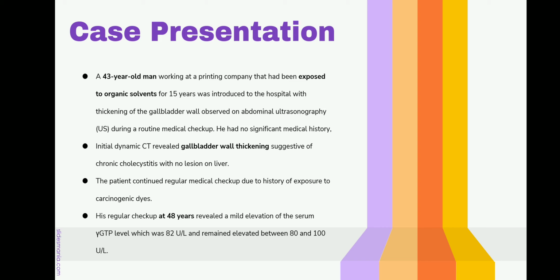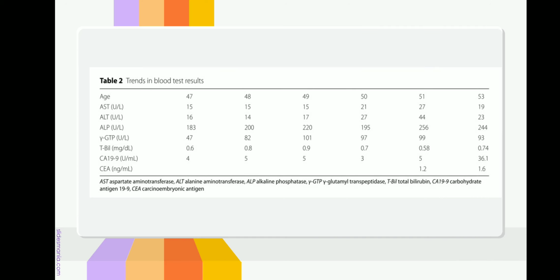The patient continued regular medical checkups due to history of exposure to carcinogenic dyes. His regular checkup at 48 years revealed a mild elevation of the serum gamma GTP level, which was 82 units per liter and remained elevated between 80 and 100 units per liter. Blood test results: here we can see at age 48 the gamma GTP levels have increased and have kept increasing since then to the age of 53.